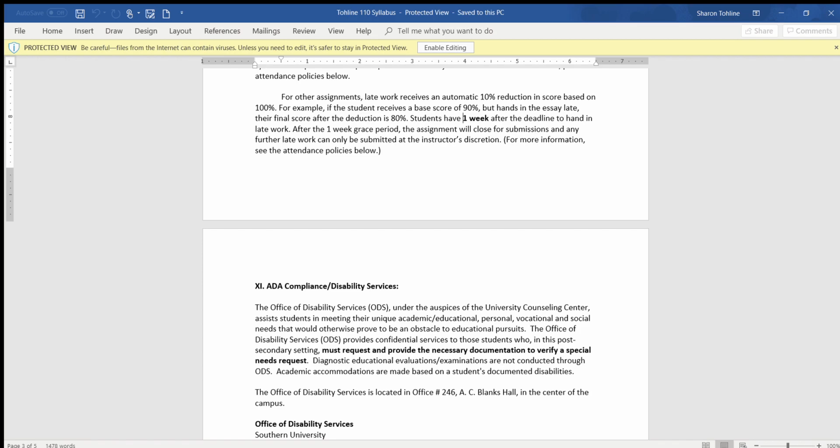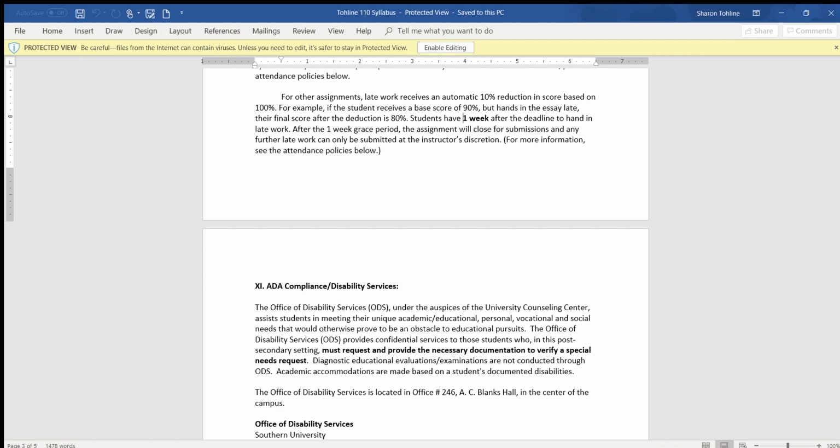Now, regardless of your reason for being late, there's a point deduction. And that point deduction is 10%. So, say I write a perfect paper, but I hand it in 1 week late, 10% off is a 90%. So the highest grade I can possibly get is a 90%.